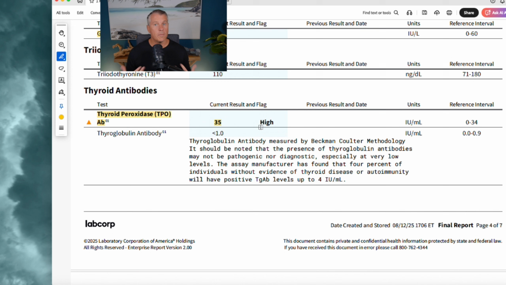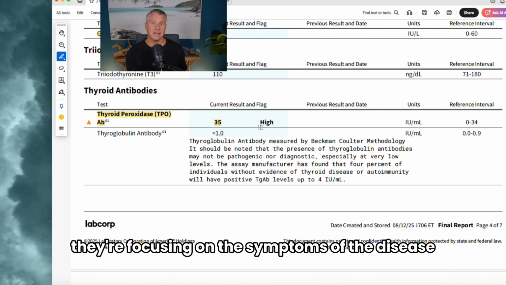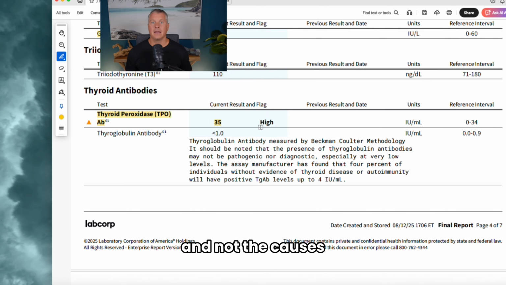This is why so many people with autoimmune diseases like rheumatoid arthritis, celiac disease, psoriatic arthritis, MS, type 1 diabetes, etc., they continue to struggle, because unfortunately in the medical model, they're focusing on the symptoms of the disease and not the causes. You see, in those individuals like anyone else, something has triggered the immune system to start attacking that tissue, which is very dangerous.